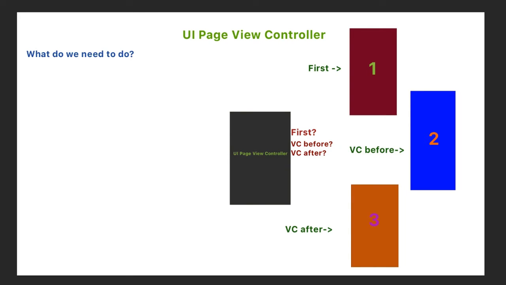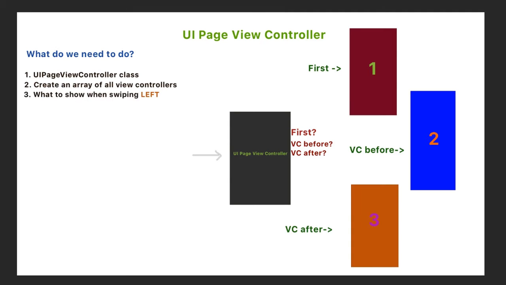So let's go over really quickly what we need to do in order to accomplish this. Our first thing is to create a page view controller class. Second is to be able to keep track of all of our views. We'll do this in an array, so we're going to create an array of all of our view controllers. Then we're going to implement some of the protocols of our UIPageViewController by saying what to show when we swipe left, or our view controller before.